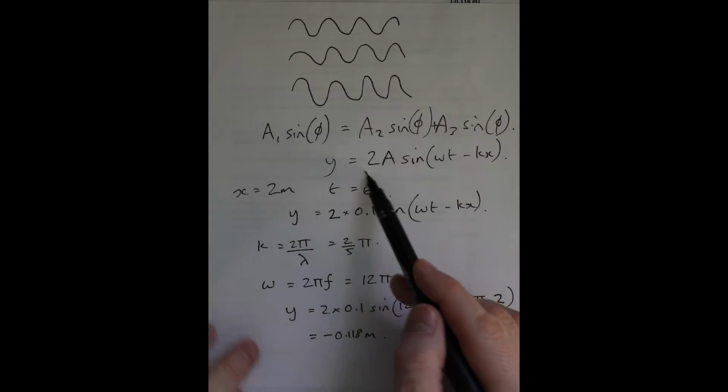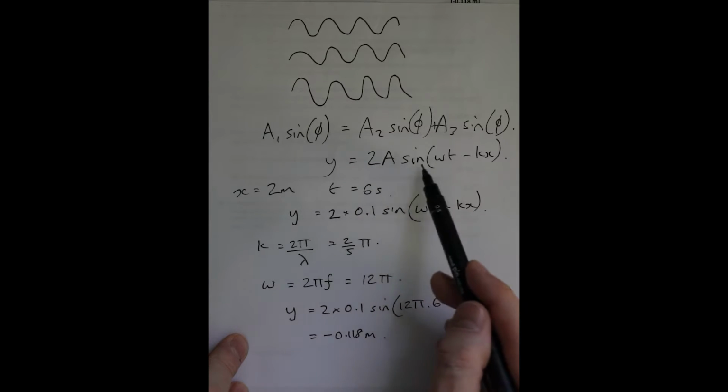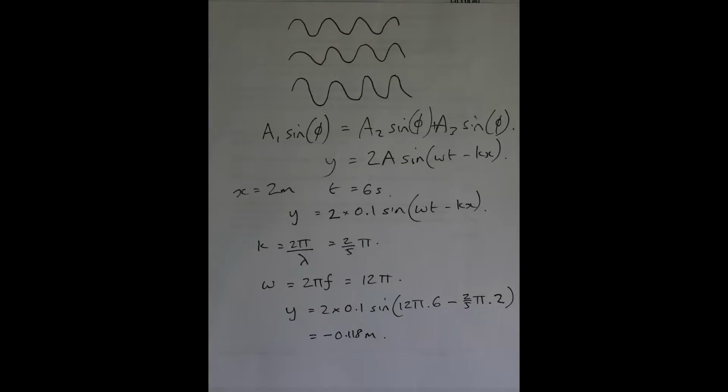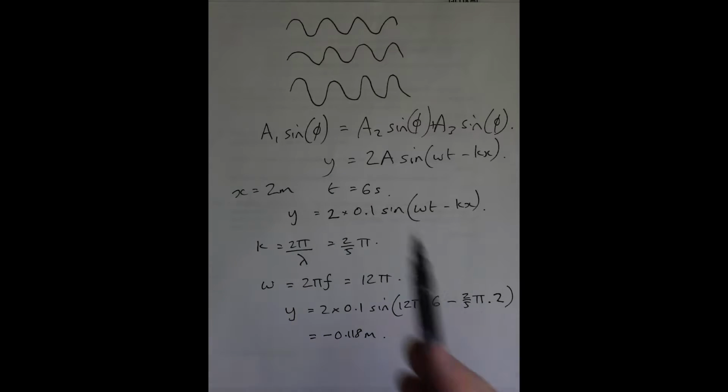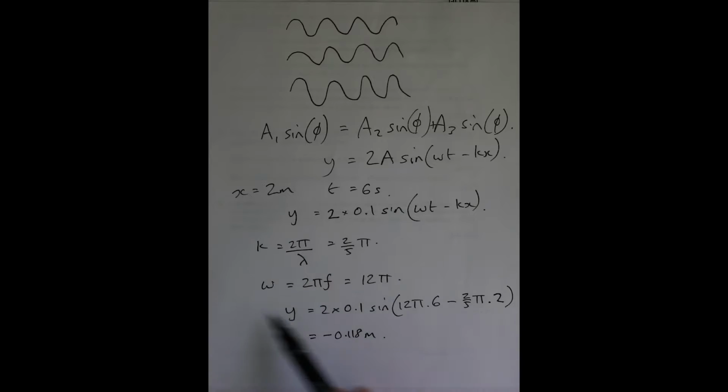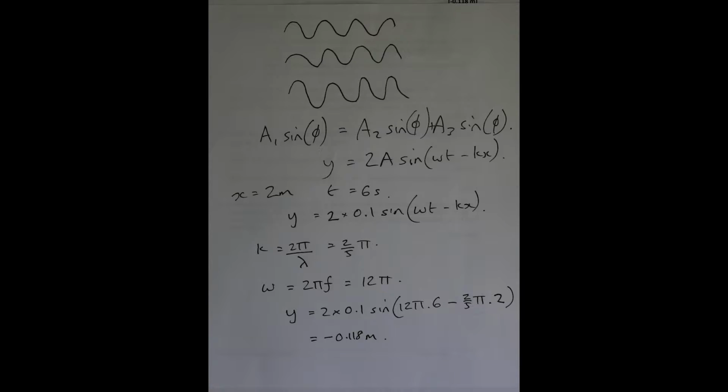Because the two waves are exactly the same, the resultant is just double the amplitude of that waveform. So our equation is displacement is equal to 2a sine omega t minus kx. Put those values into the equation, having calculated what the wave number and omega are from the frequency and the wavelength, and that allows us to calculate the result.